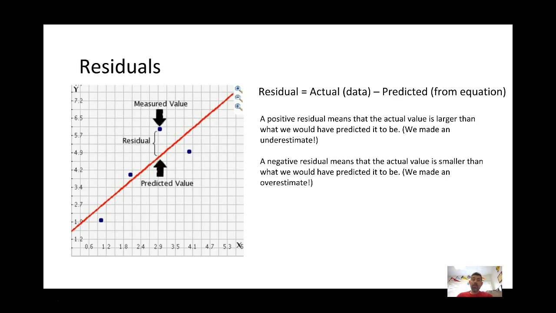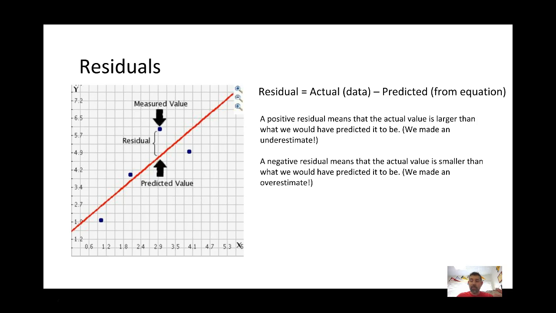Now a negative residual would mean that the point is below my regression line, meaning that my actual value was less than what I predicted it to be, or that I made an overestimate. What I could do is take a residual for this point, and this point, and this point, and this point, find all of those residual values and plot them in their own plot versus the y value, and I will get a residual plot.